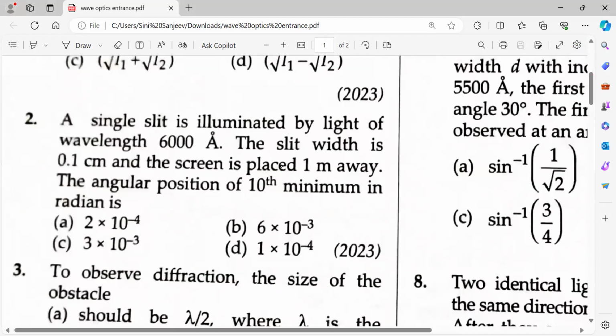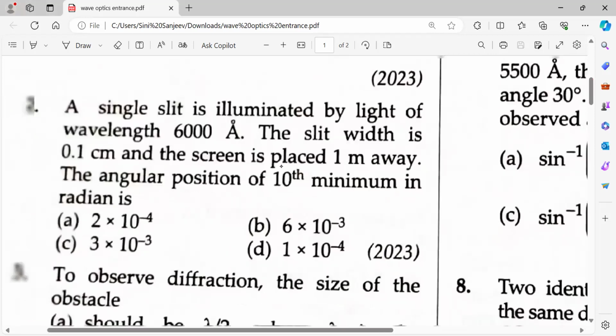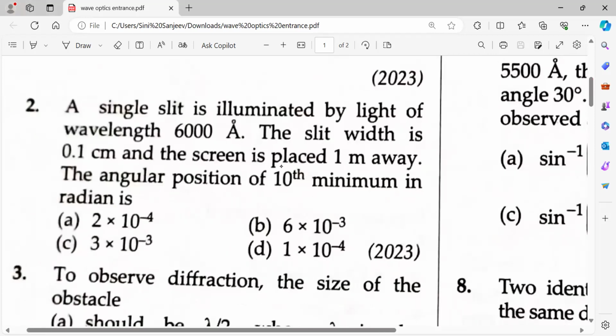Second one. A single slit is illuminated by a light of wavelength 6000 Armstrong. The slit width is 0.1 centimeter, and the screen is placed 1 meter away. The angular position of the 10th minimum in radian is how much?